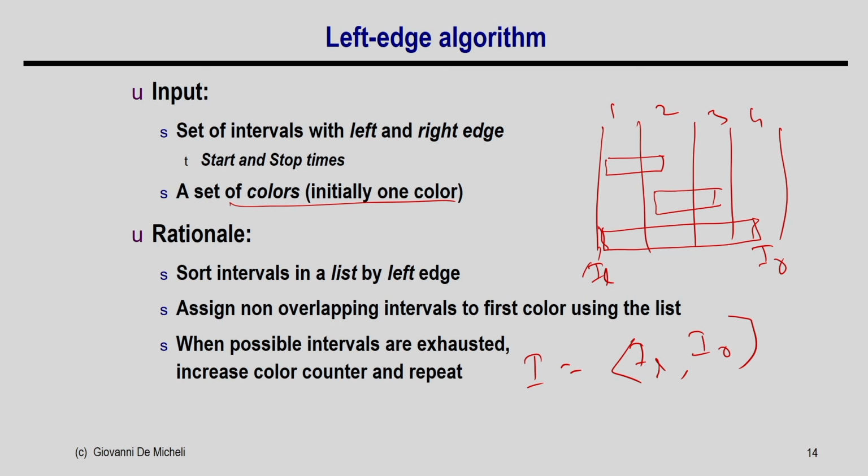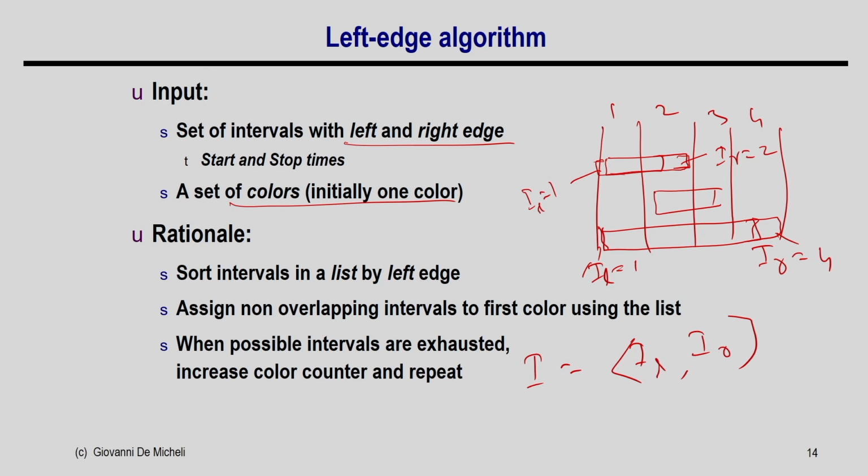So, given the intervals, I will represent each interval by the coordinates of its left edge and right edge. For example, for this particular interval, I L is equal to 1 and I R is equal to 4. For this one, I L equal to 1 and I R equal to 2. So, this is the interval.